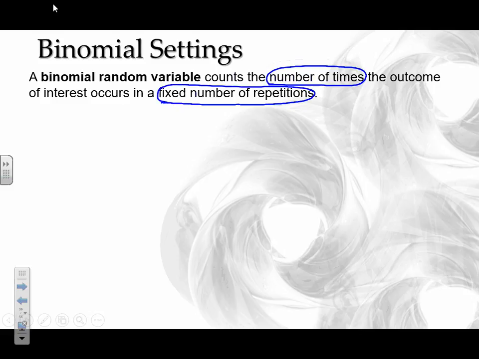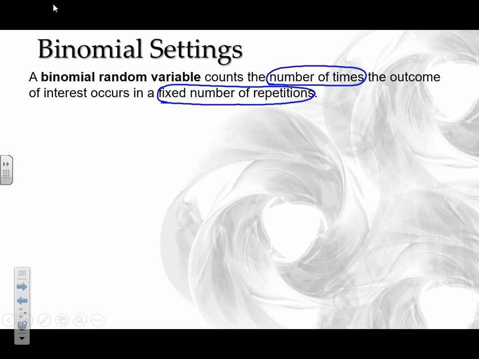So in this definition, the 2 pieces that are probably the most important for identifying whether you have a binomial distribution or not. We are looking at the number of times a specific outcome occurs. So basically we're looking at the number of successes that we can expect to see. The other big piece is that we have a fixed number of repetitions.